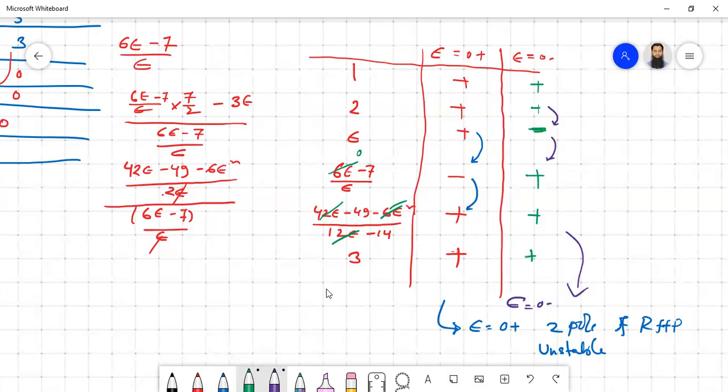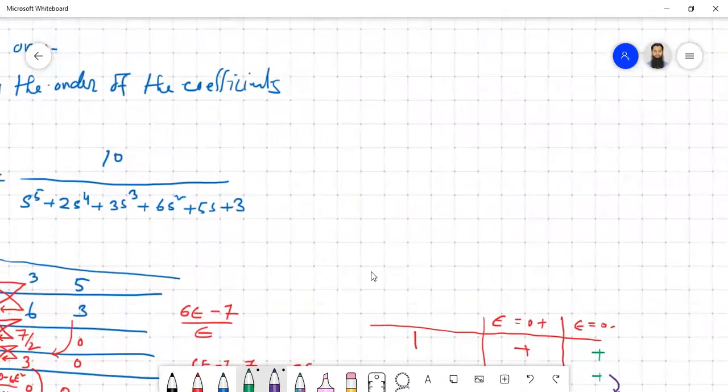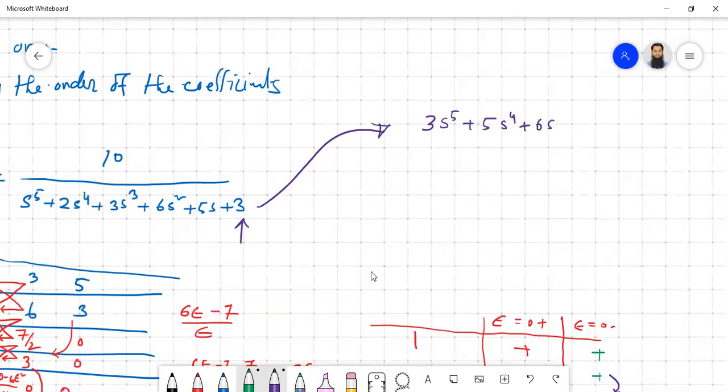Now, the next case with the same example. What we can do is change the coefficients. So the next one, where the characteristic equation is this one. If we alter the coefficients, now this one will have the highest coefficient on the highest order, which is s to the power 5. So basically 3 s to the power 5 plus 5 s to the power 4 plus 6 s cubed plus 3 s squared plus 2s plus 1. So we have just taken the coefficients in the reverse order.